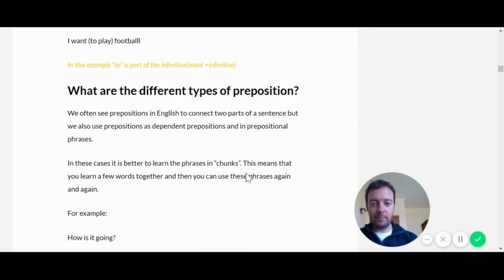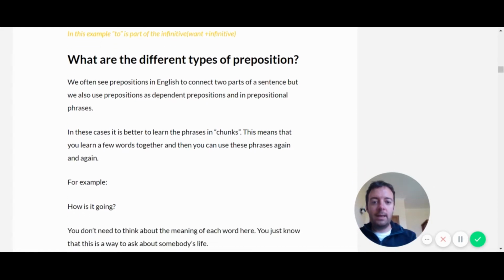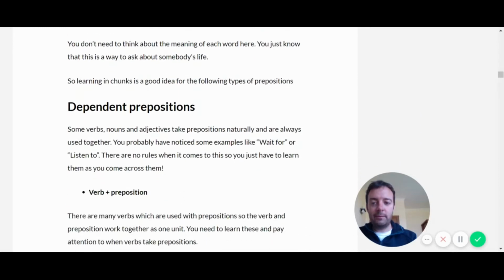And what are the different types of prepositions? Okay, so the first type is making that connection between the different parts of the sentence. And the other parts we have are dependent prepositions. Okay, so it means a verb and a preposition. So in this case, it's just the verb always uses a preposition.